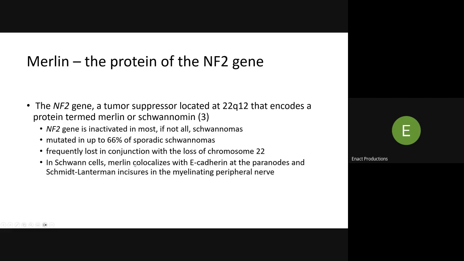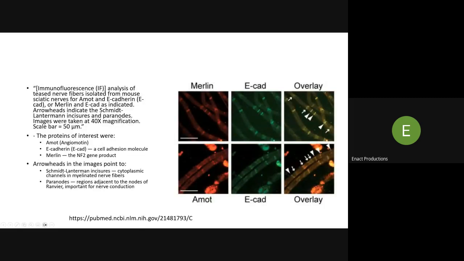In Schwann cells, Merlin co-localizes with E-cadherin at the paranodes and Schmidt-Lantermann incisures in the myelinating peripheral nerve. That's a lot to digest. I'm going to move on because we have a picture of it. All right, so what we're talking about is you have nerves, and you have Schwann cells that are wrapping around the nerves. And I talked about when you wrap around the nerves, it's creating an insulator. It's kind of like the plastic around wires. You're insulating, but there is a junction. There's a gap between these insulating areas. That gap is, let me see, the Schmidt-Lantermann incisures.